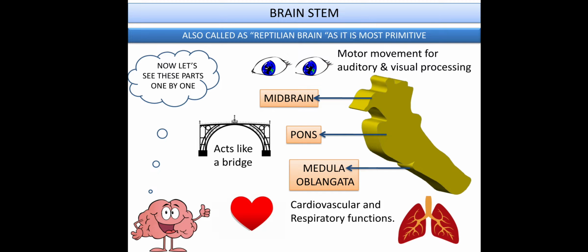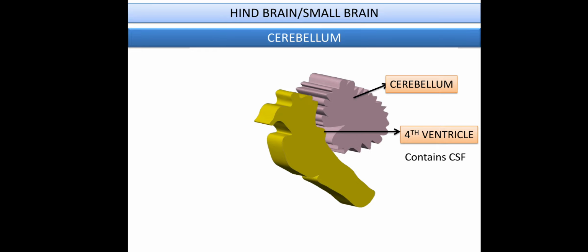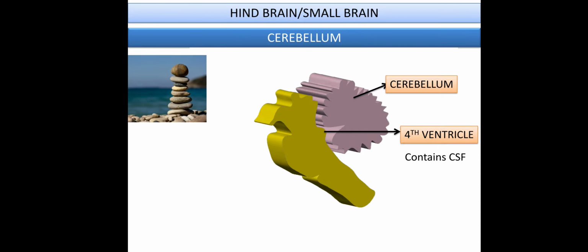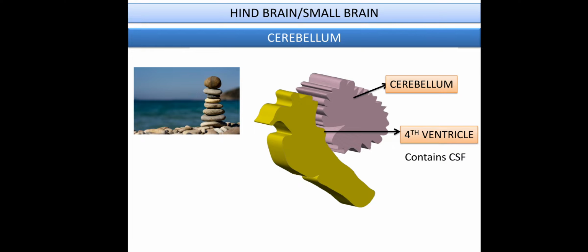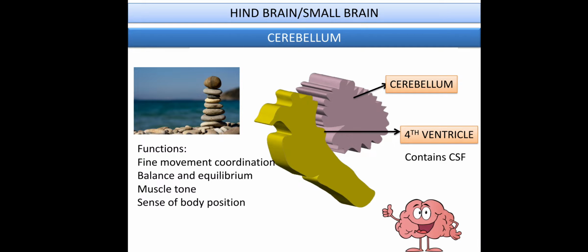Now let's look at the cerebellum. The cerebellum lies inferior to the cerebrum at the back of the head. It is mostly involved in the coordination of movement and fine tuning of motor activities. Now the fourth ventricle is situated in the cerebellum, whereas the other three ventricles are situated in the cerebrum. The cerebellum is involved with several functions including fine movement coordination, balance and equilibrium, muscle tone, sense of body positioning, etc.